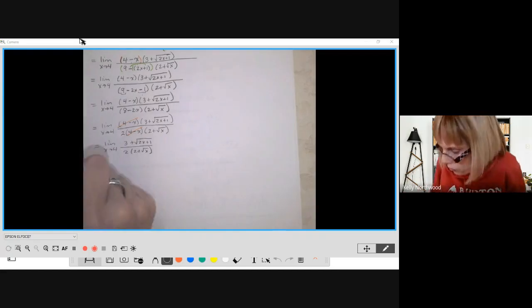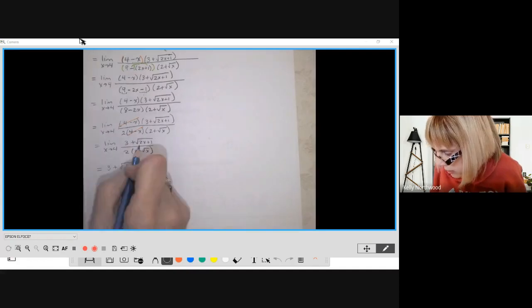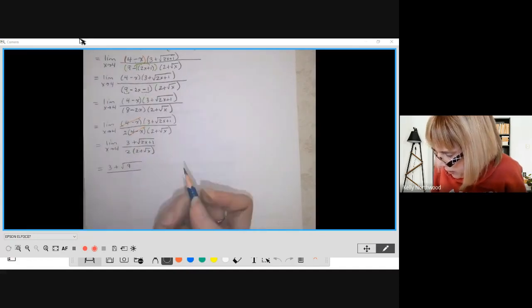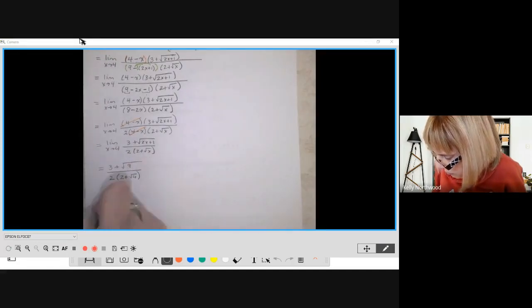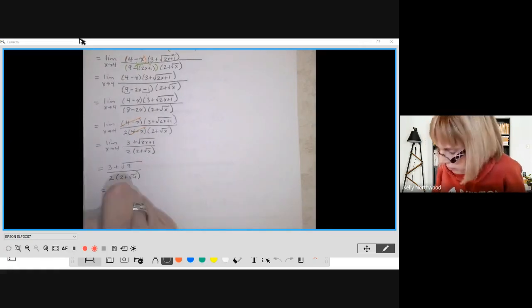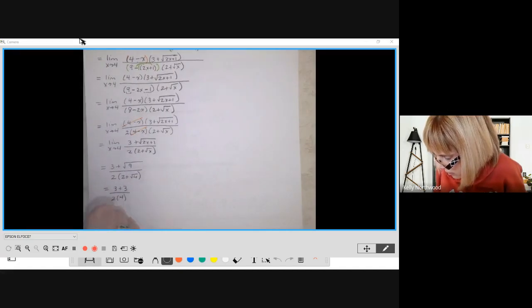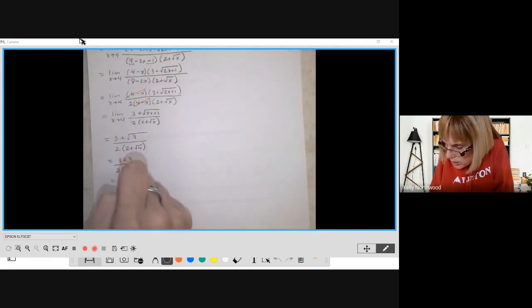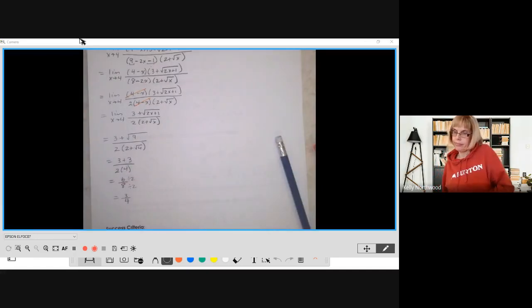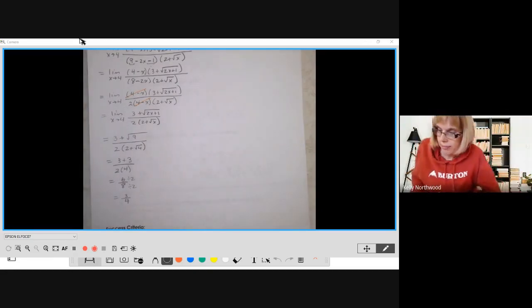So if you let x approach 4, the numerator is going to become 3 plus the root of 9, because 2 times 4 is 8, plus 1 is 9. And the bottom is going to become 2 times 2 plus root of 4. So that's going to be 6/8, which you can divide top and bottom by 2, or 3/4. So that's a double rationalization.